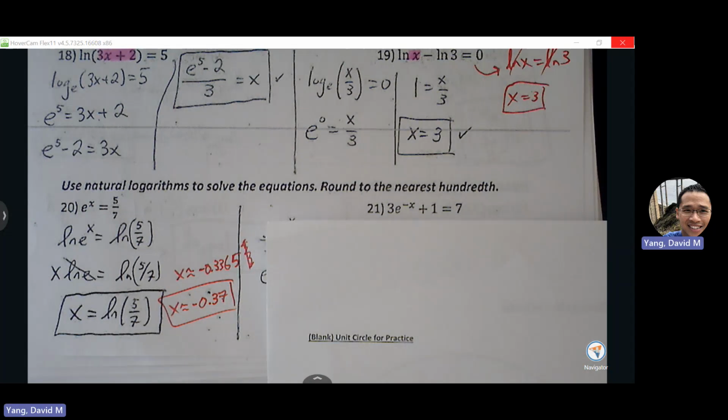21, we do want to involve natural log, but there's a couple of things we should do first, right? Let's combine like terms, get the 1, the 7, and 3 to come together before we call natural log of both sides.